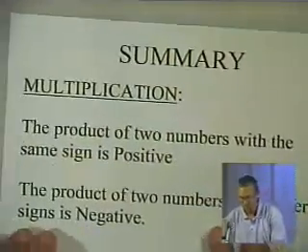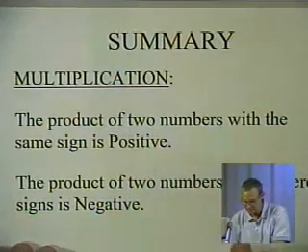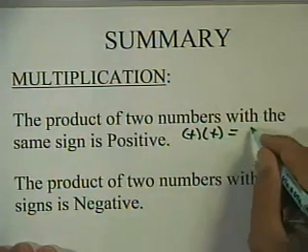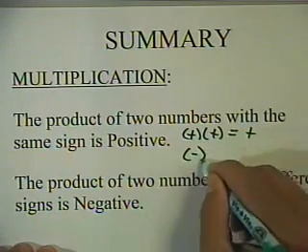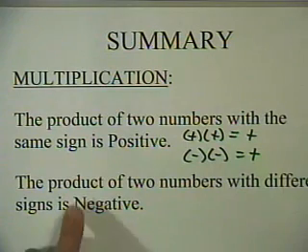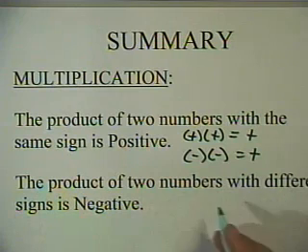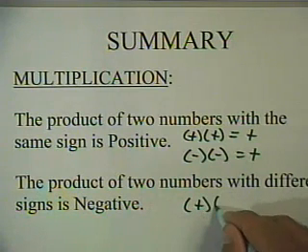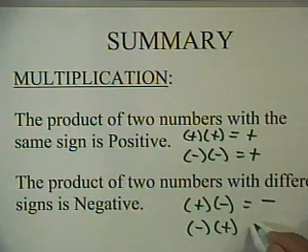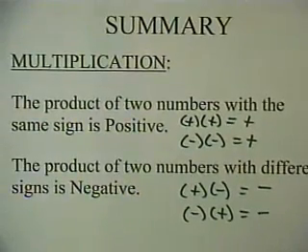First of all, multiplication. The product of two numbers with the same sign is positive. In other words, a positive times a positive is positive, or a negative times a negative is positive. The product of two numbers with different signs, so either a positive times a negative, is going to be negative. Division, same thing.